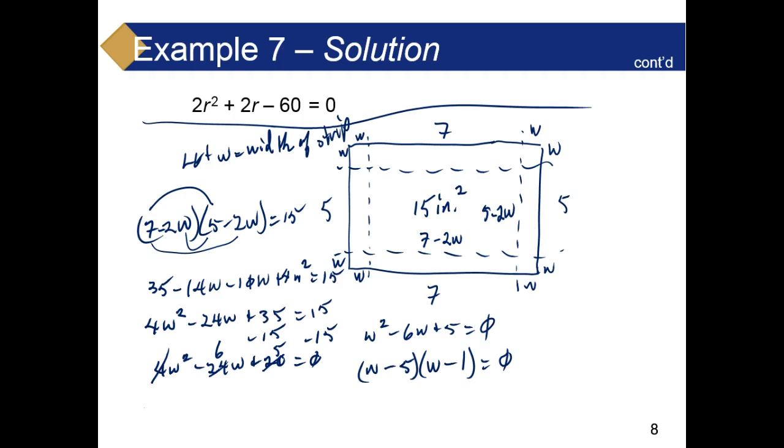What does that tell you? Either W is equal to 5 inches or W is equal to 1 inch. Okay? Now I want you to get me a 5x7 picture and cut a 5-inch border off each end and each top and bottom. Can you do it?